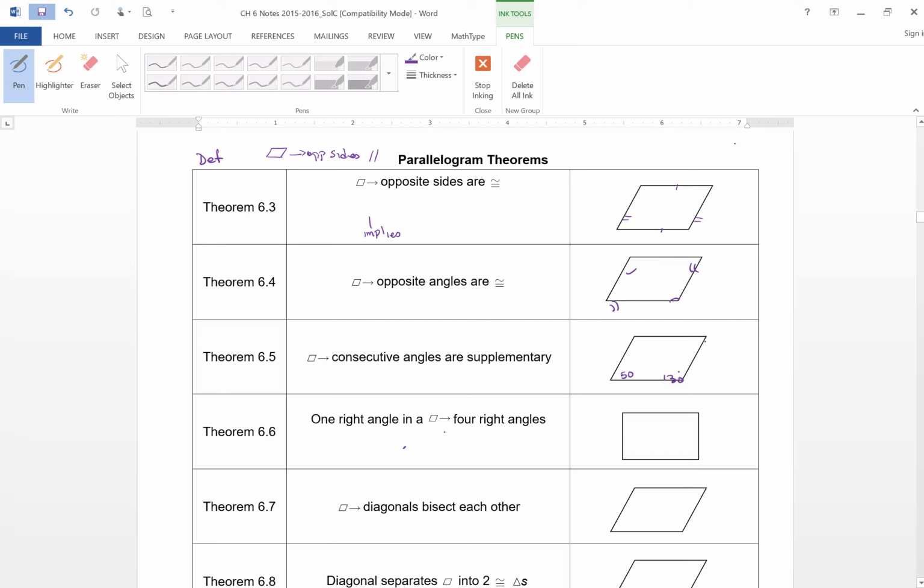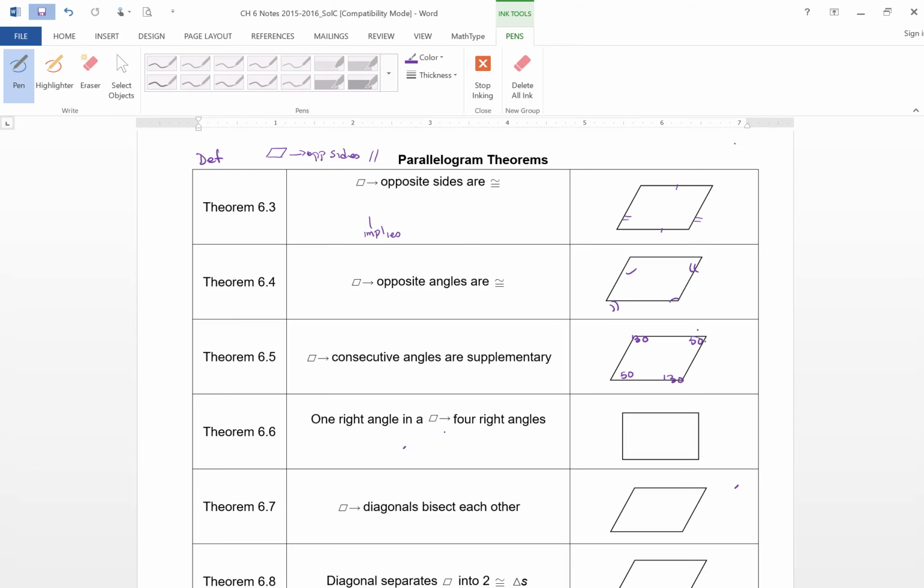Now, if this is 50, it has another consecutive angle. This one, how big is that? 130. And they all have to equal 360. Awesome. Okay? Somebody was listening last time. Good. All right? So consecutive angles, no matter which way you look at them, are supplementary in a parallelogram. And look, when you do it that way, automatically the opposite angles end up being congruent. That's so cool. It really is.